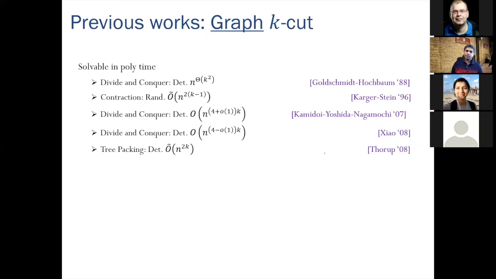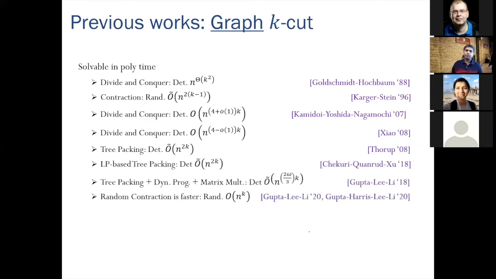This was the status for a long time. The last couple of years has seen a lot of exciting works on graph k cut. Very interesting techniques have been proposed. And one of the cool results here is showing that the Karger-Stein randomized algorithm, in fact, runs in time n to the k. Right, this is the status for graph k cut. There are also FPT algorithms. I'm not going into the FPT literature since we're not going into FPT for hypergraph k cut. This was the status for graph k cut.